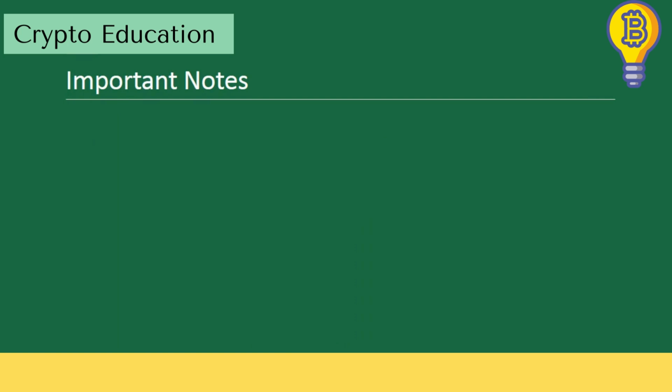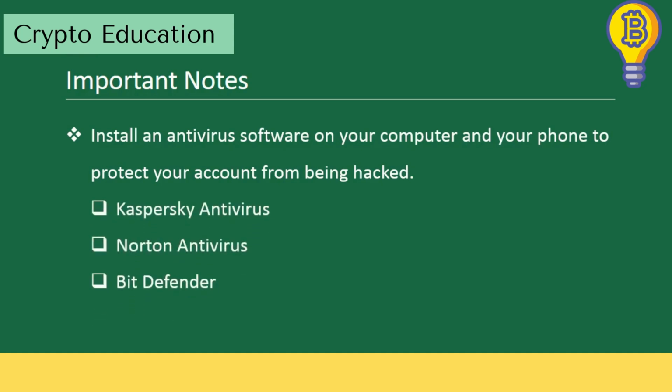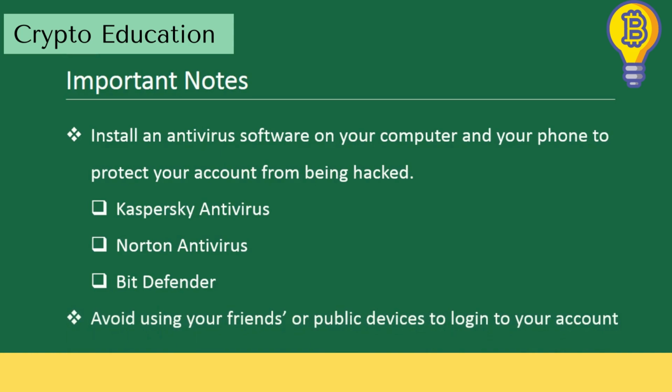And the next thing you want to do is to install an antivirus software on your computer and your phone to protect your account from being hacked. You can use Kaspersky, Norton, Bitdefender, or other antivirus softwares. There are many viruses and malwares that are created to automatically change the victim's deposit address with intent to steal their money. So make sure that all of your devices are protected and always double-check your deposit address. And you should also avoid using your friends' or public devices to log into your account.